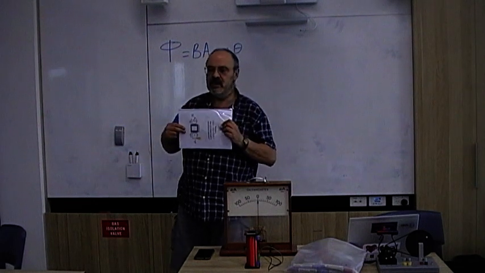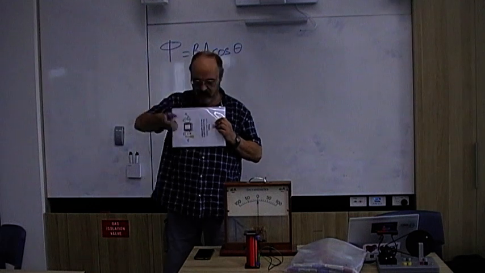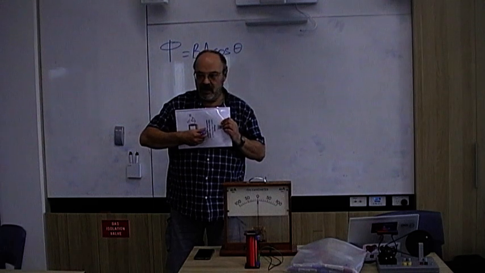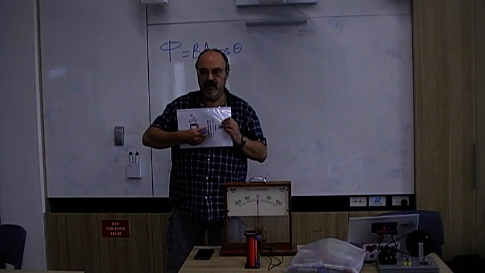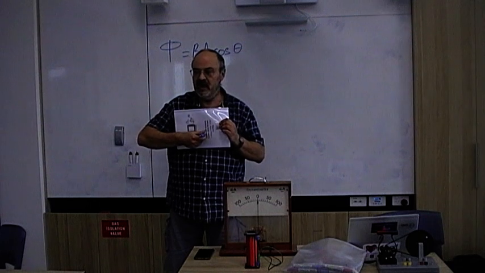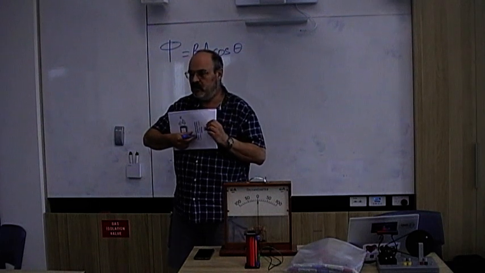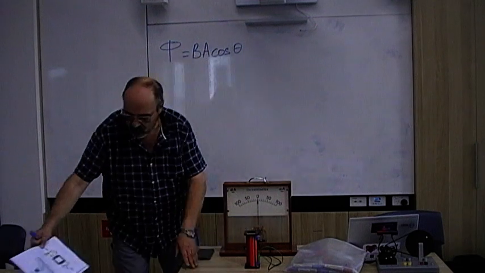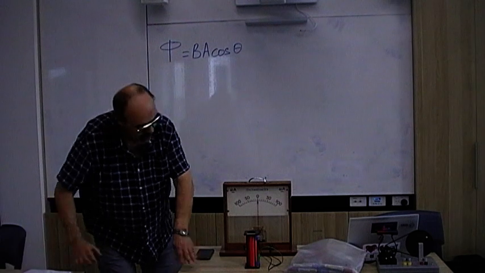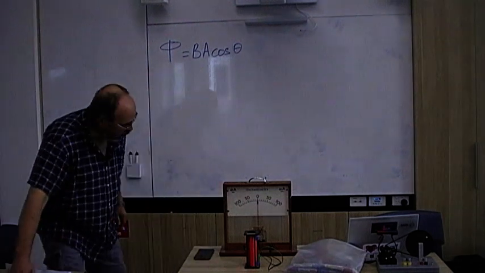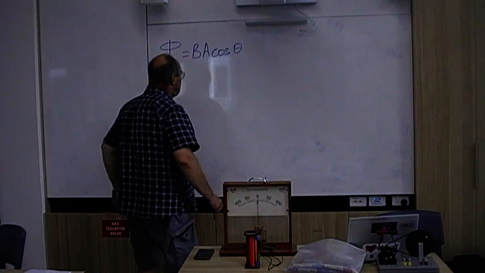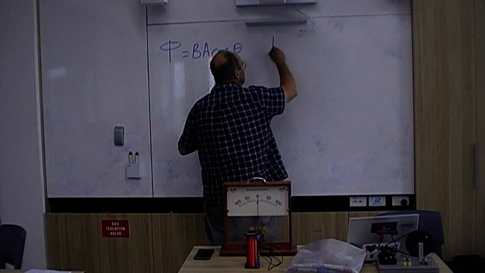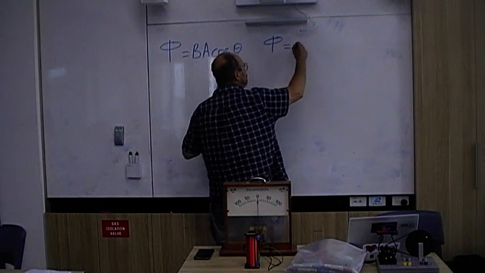If we have a position like this, with the magnetic field and a normal perpendicular to the plane of the coil, what is the angle now between the magnetic field and the normal? It's 0. Cos 0 is 1. So we have the maximum magnetic flux going through the coil at that position. It has a special unit of measurement called the Weber. Magnetic flux is measured in Webers.